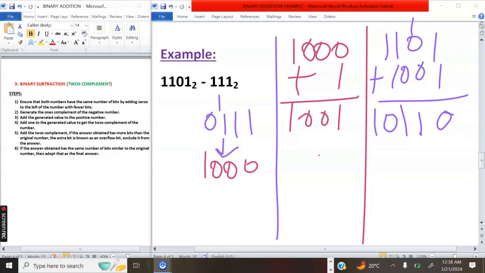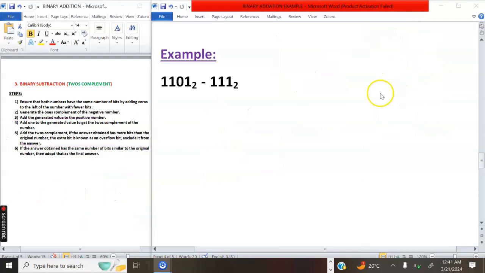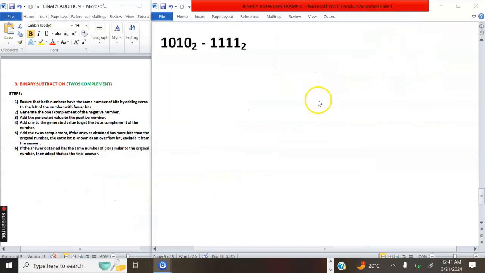Now remember the rules. If there is an extra bit, more than the original number of bits, you exclude it. You exclude this extra bit. So the final answer for my case will be 0110 base 2. Having done that, I hope you have understood how to go about it. If you still have challenges on how to do the subtraction, you need to go through the steps that I've highlighted.